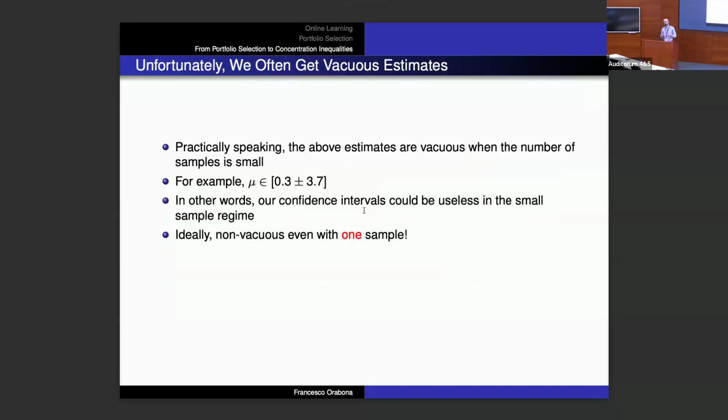So why am I even describing this problem? The fact is that when you actually use these things in the real world, you will see that they are terrible if the number of samples that you have is small. Terrible in the sense that you might get an estimate that says your unknown mean is something like 0.8 plus or minus 3.7. And why is this useless? Because I told you all the random variables are between 0 and 1, and you gave me a completely vacuous estimate.